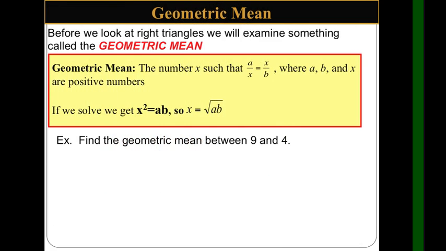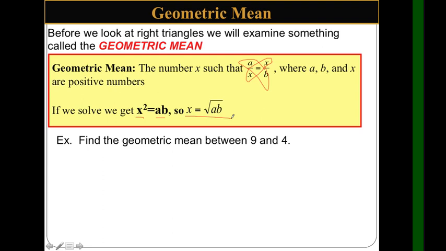Before we look at right triangles, we will examine something called the geometric mean. The geometric mean is the number x such that a over x equals x over b, where a, b, and x are positive numbers. If we solve, we get x squared equals ab, tama? Because ang gagawin natin dito is we will cross multiply this equation. So makukuha natin is ab, and x times x is x squared, or just simply, x equals the square root of ab.